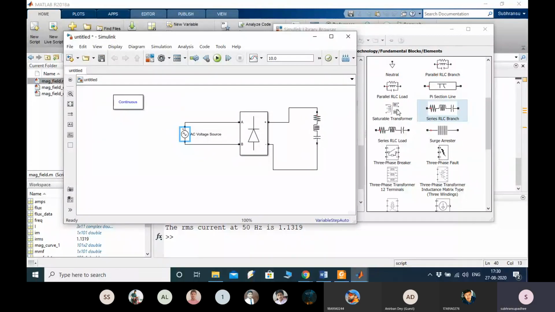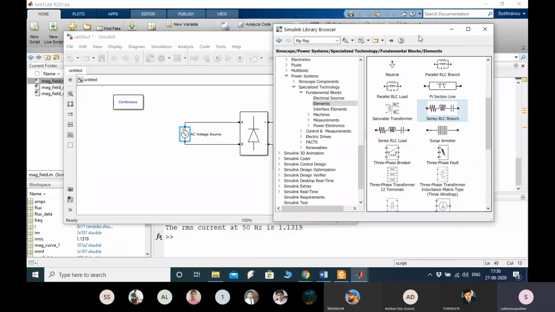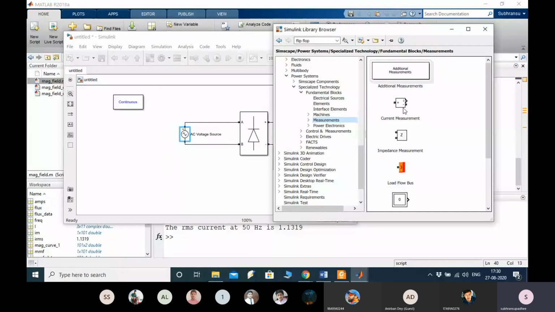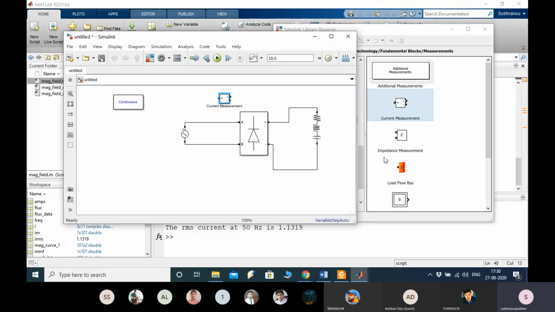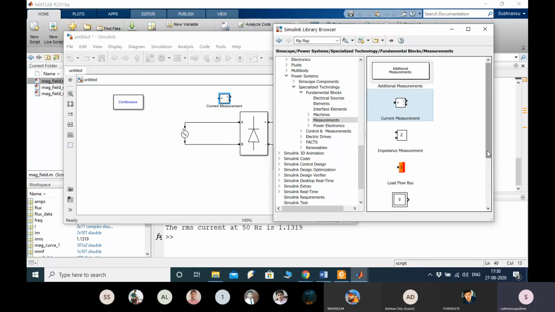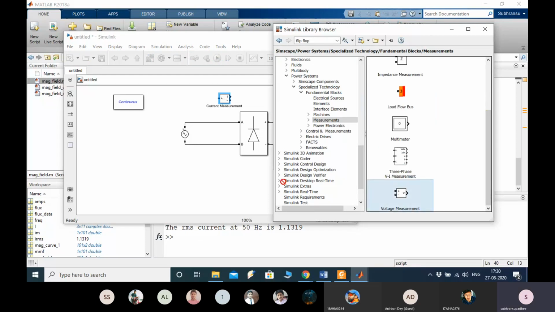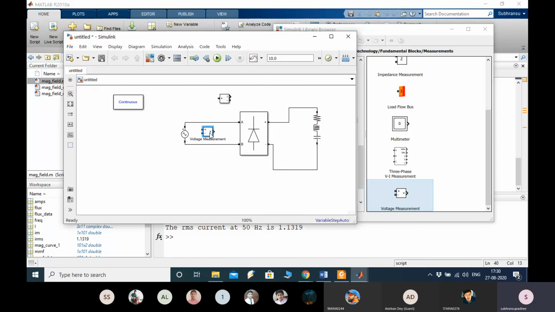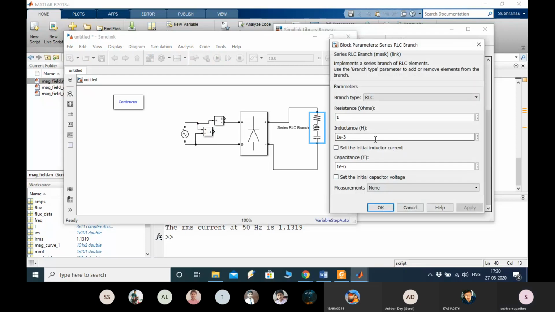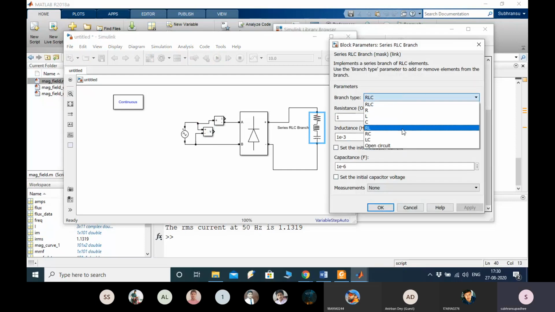So now we will be connecting voltmeter and ammeters. Go to measurement, to ammeter and a voltmeter, on both the input side as well as the output side. Let's consider an RL load only for the timing.